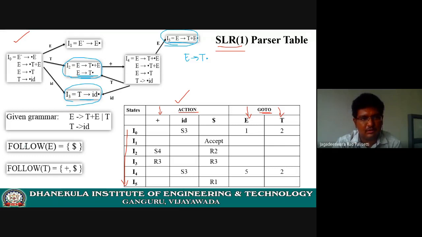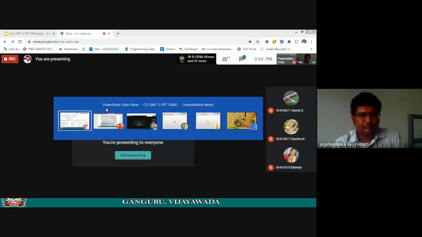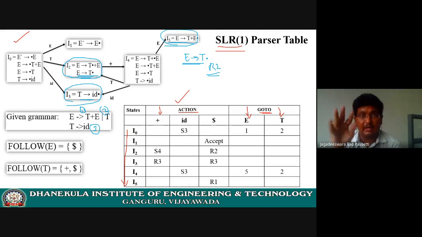Reduced by which production rule? This particular production. What is the number of this particular production rule in the grammar G? E tends to T. If you consider this is the first one, second one, third one. Don't consider the augmented production as a number. So this particular production is rule number 2. So here I2 is reduced by R2. Am I clear? The question is where we are going to write this R2. That is the only simple thing you have to learn.